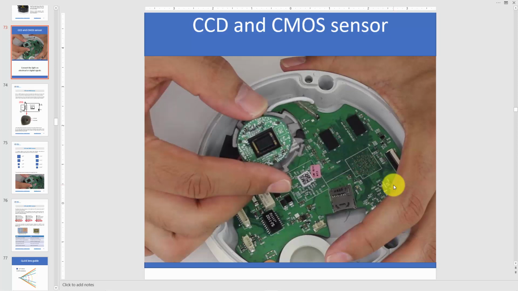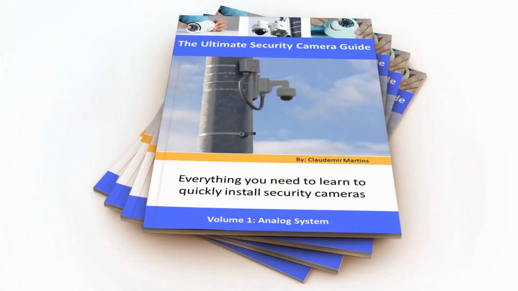Let's talk today about CCD and CMOS sensors. This is the component that's inside of your camera. If you are serious about CCTV, you've got to learn that, right? This is the content of the Ultimate Security Camera Guide.